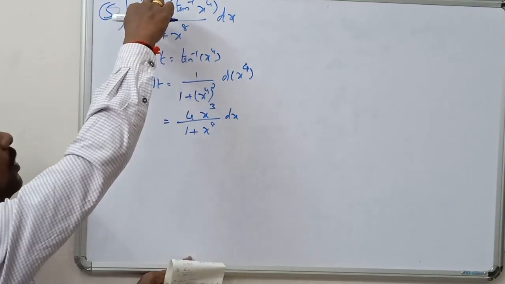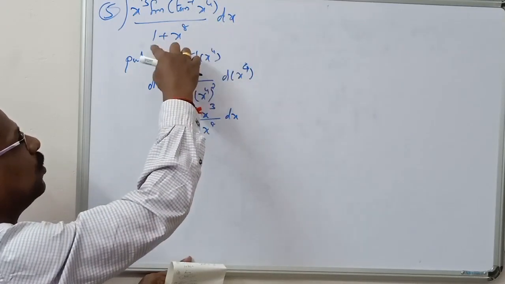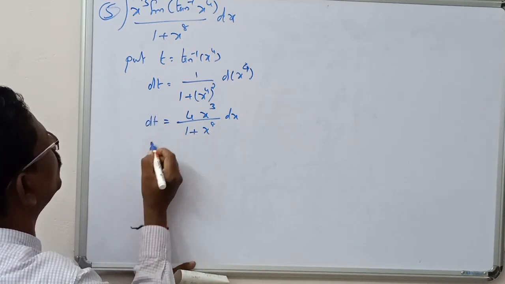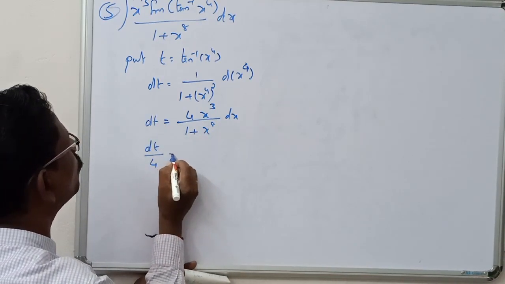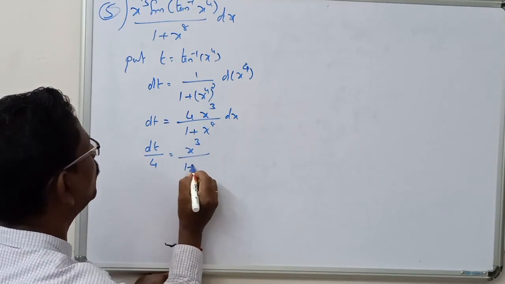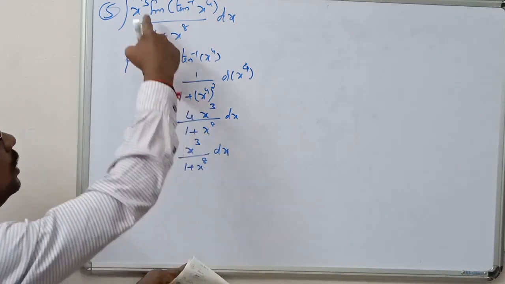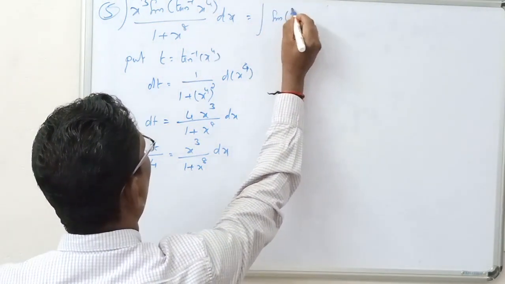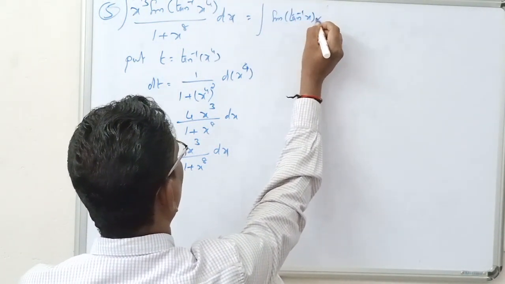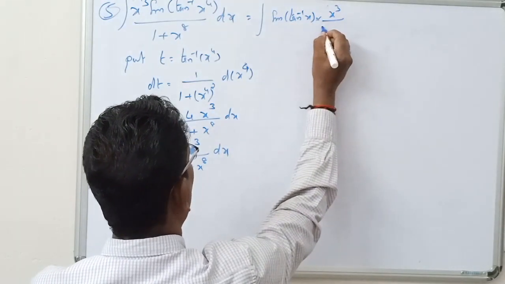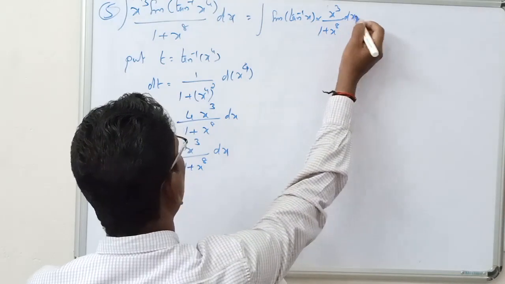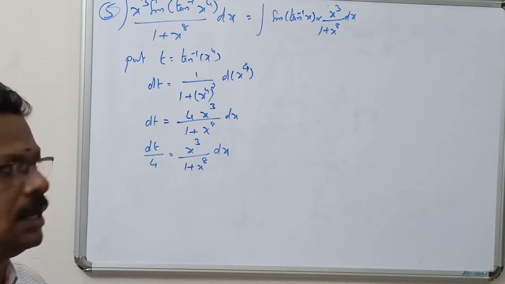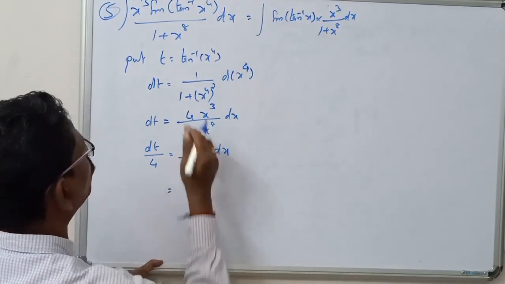Now, you see, we have x cube here, dx is here, 1 plus x power 8 is here. 4 is not there, so 4 just comes here. This is equal to dt. So dt divided by 4 equals x cube divided by 1 plus x power 8 into dx. Now put here: integral of sine of tan inverse of x power 4 into x cube divided by 1 plus x power 8 into dx. Now we are splitting this term like this, and we substitute here.